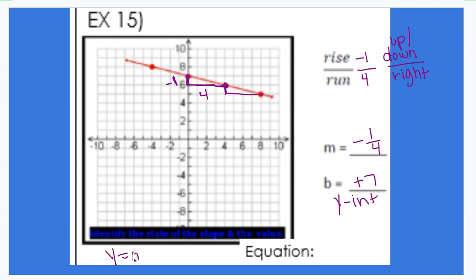Our formula, y equals mx plus b. So we're going to start with our variable y equals. Our m is negative 1/4, variable x, and our y-intercept is a positive 7. So there you have it. The equation for this line is y equals negative 1/4 x plus 7.